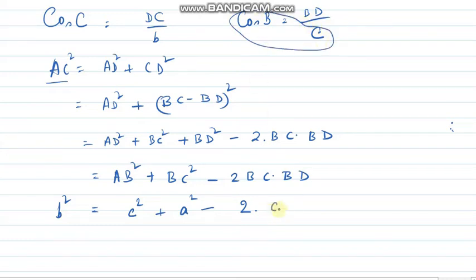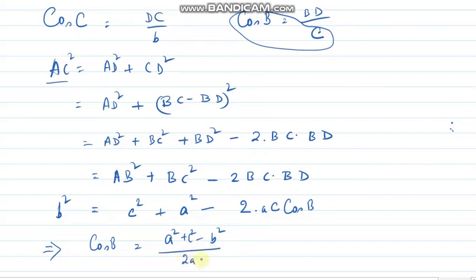So BD is C cos B, and this will be my A. So if I just take this 2AC cos B to this side, my cos B will be equal to (A square plus C square minus B square) divided by 2AC. So using the other triangle also, you can prove the other formulas, right?